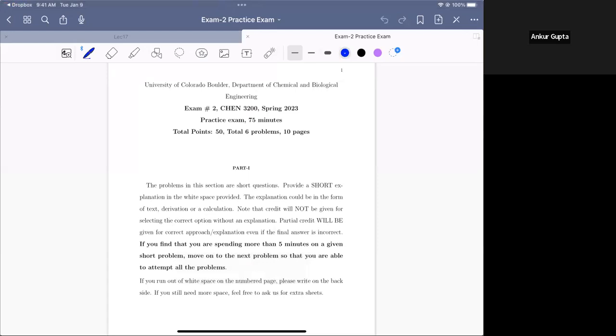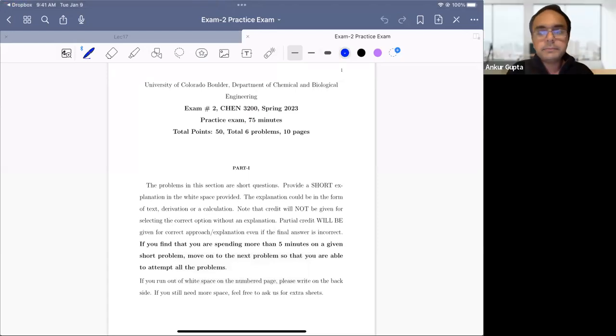We'll be solving the practice exam for exam 2. Let me begin by looking at the exam. This exam, just like your exam 1, is also 75 minutes. It has 6 problems and 2 parts. Part 1 has 3 short questions for 15 marks, and part 2 has 3 long problems for 35 marks.